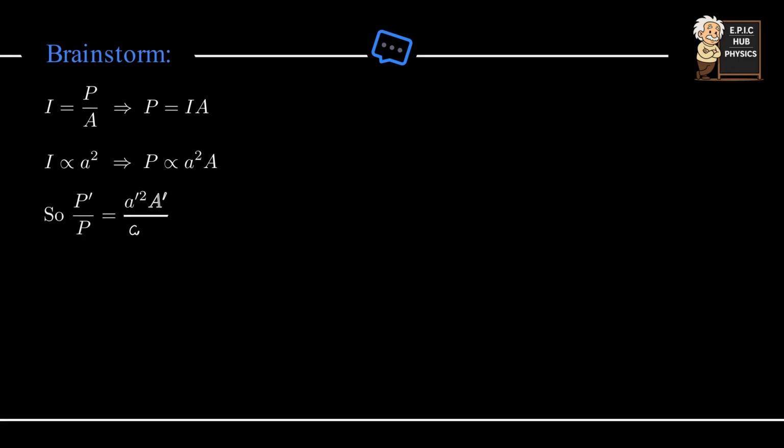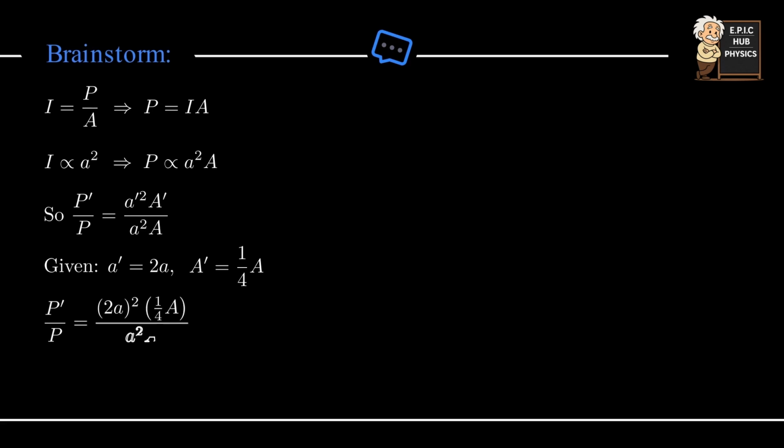The ratio of the new power to the original power can be written as P' divided by P equals the new amplitude squared multiplied by the new area, divided by the original amplitude squared multiplied by the original area. Now we substitute the changes given in the question. The new amplitude is twice the original amplitude, so a' equals 2a. The new cross-sectional area is 1/4 of the original area. Substituting these values gives P' divided by P equals (2a) squared multiplied by 1/4 A, divided by a squared multiplied by A.